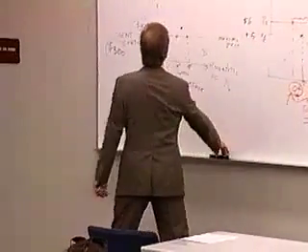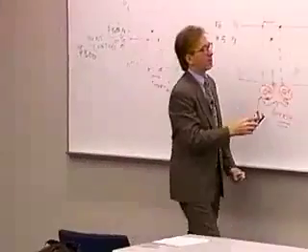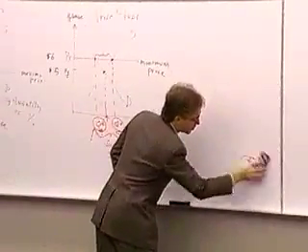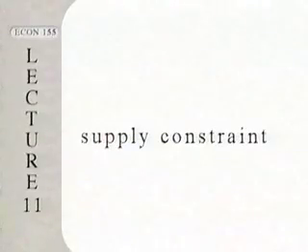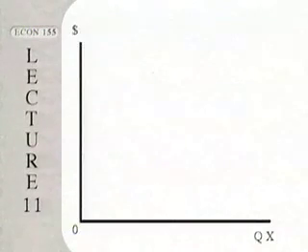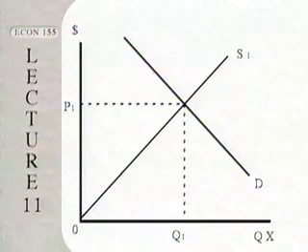Let's take another policy. We got price ceilings, price floors. I'll draw this one right here. This third type of policy that we'll talk about, let me just call that supply constraint. Same diagram to begin with. We've got the equilibrium price and quantity, P1, Q1.